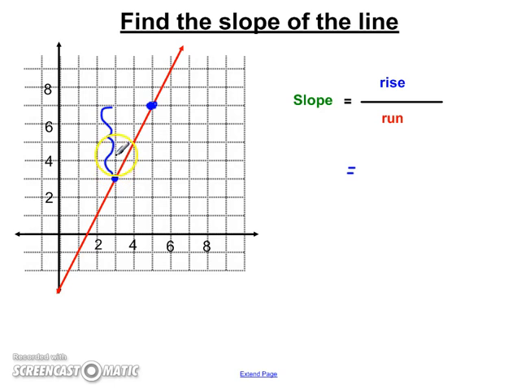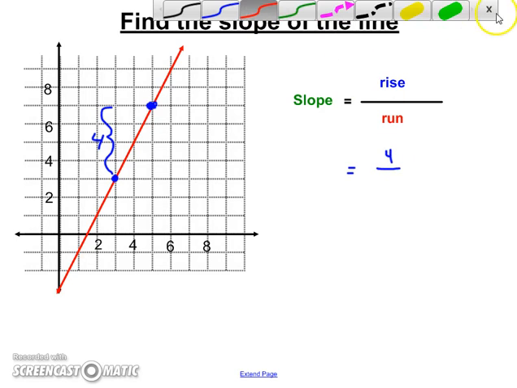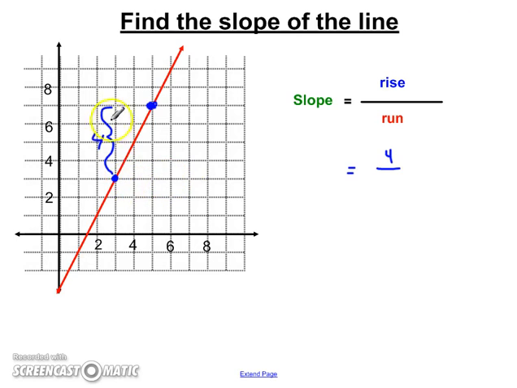Well, you'll notice it goes up 1, 2, 3, 4 units. Okay, so my rise is 4. We change colors here. I'm going to use red for my run. So that 4 is the vertical distance, the vertical change. My run in this case, you'll notice again horizontally is 1, 2.